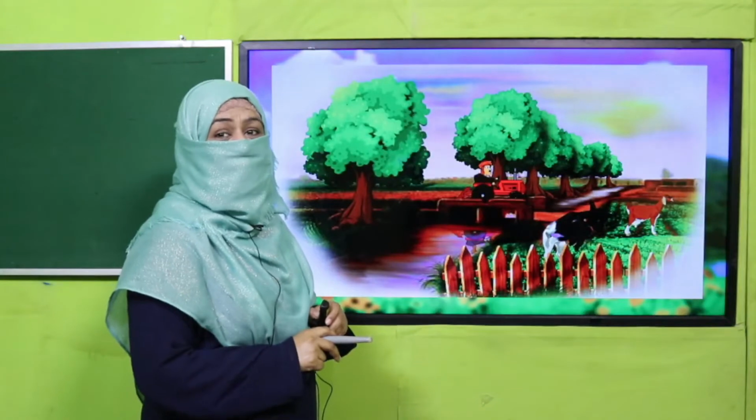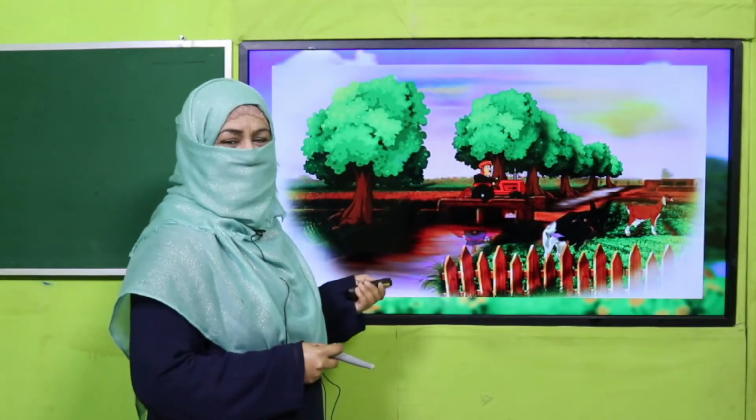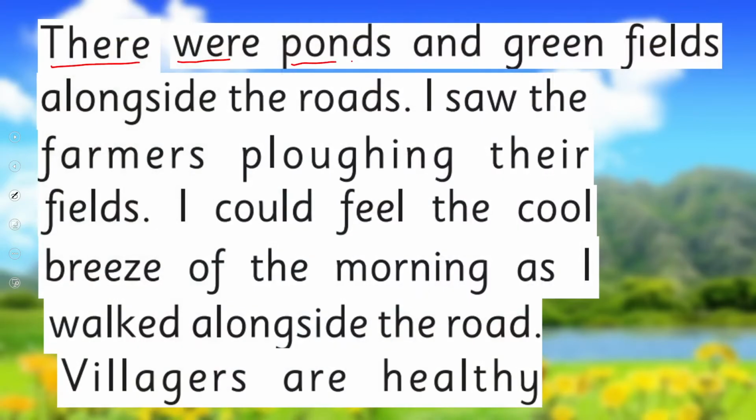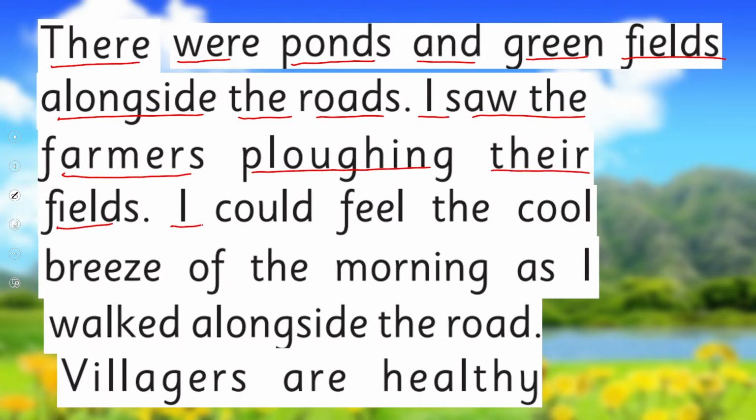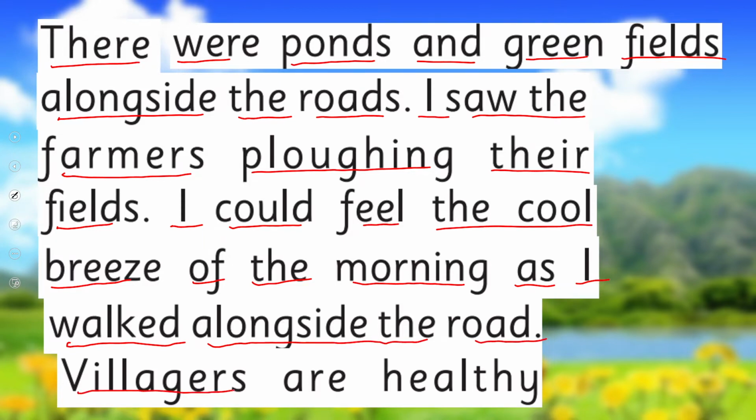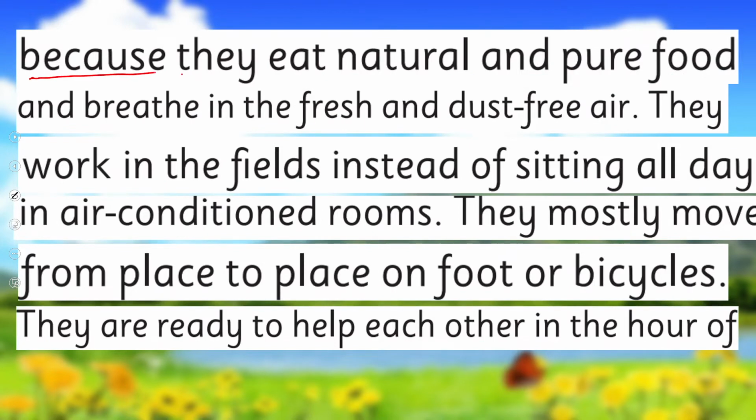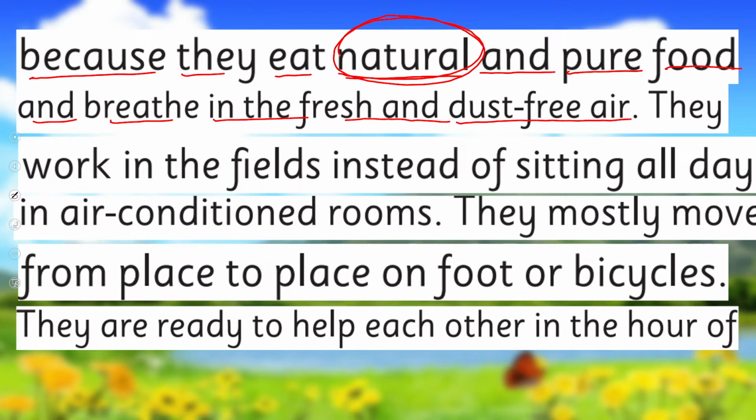Yes, my dear children, I hope you felt the same pleasure the way Ibrahim is telling, right? Okay, there were ponds and green fields alongside the roads. I saw the farmers plowing their fields. I could feel the cool breeze of the morning as I walked alongside the road. Villagers are healthy because they eat natural and pure food and breathe in the fresh and dust-free air. You see, natural environment, natural food keeps us healthy. So we should try to keep our life close to nature.